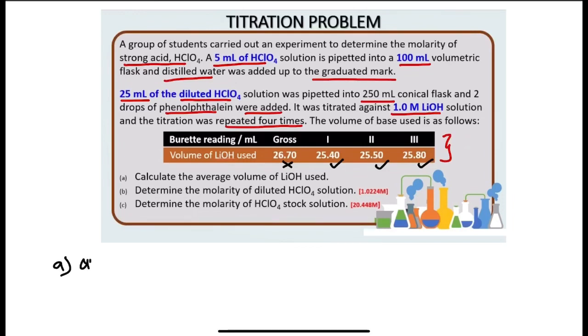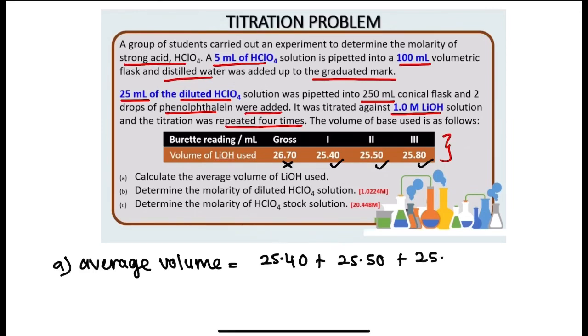So the average volume would be 25.40 plus 25.50 plus 25.80 divided by 3, and that would give you 25.57 ml. Make sure to record your answers in 2 decimal place.